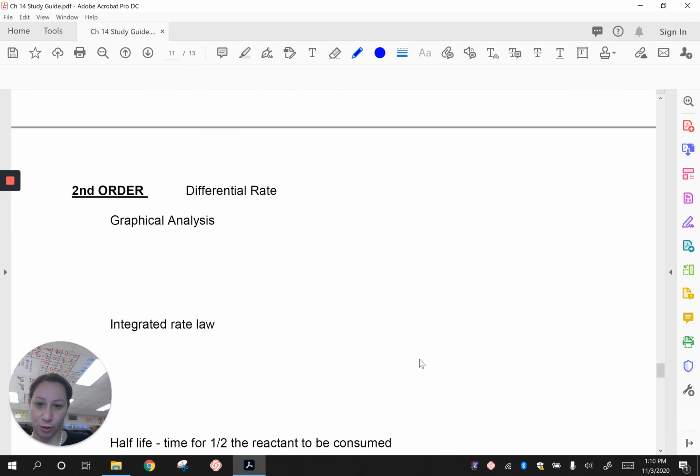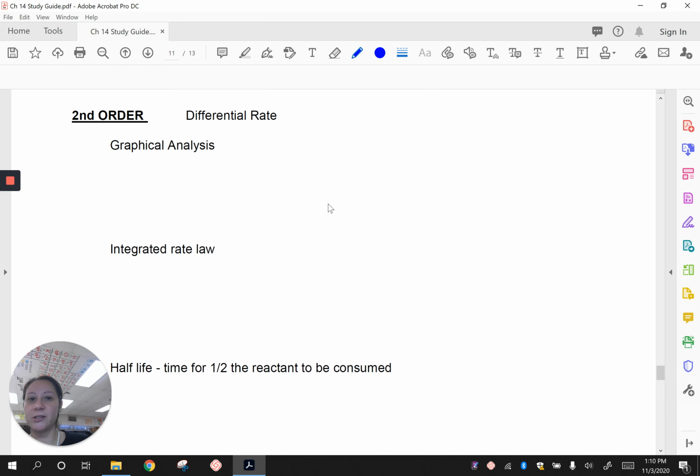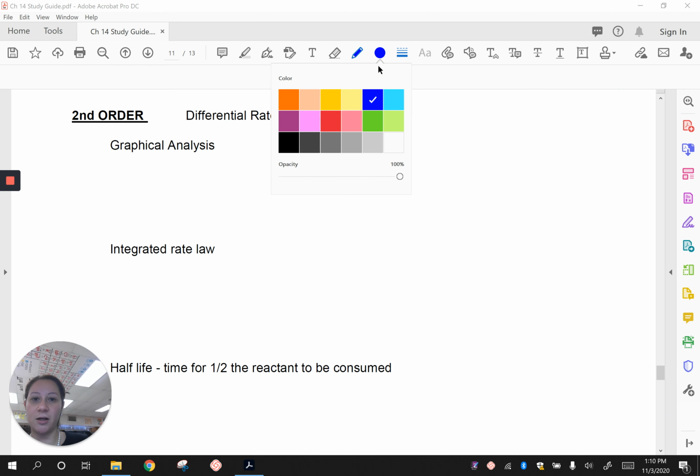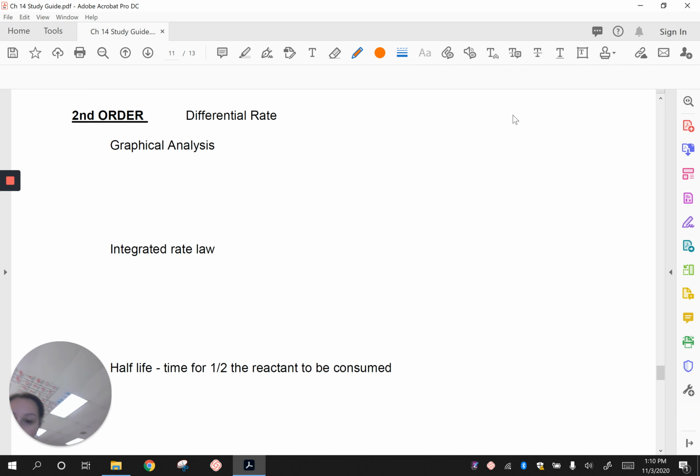Let's look at second order. So second order means that the rate varies as the square of the change in concentration. So for the differential rate law, it's going to be rate is equal to k times the concentration of A squared. If I were to graph the rate versus the concentration, it's going to be an exponential curve.